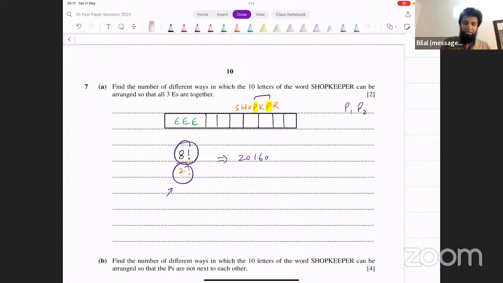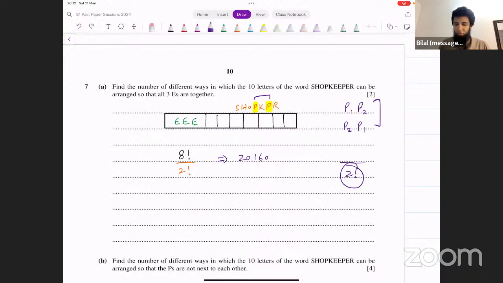8 factorial is considering these P's to be separate, to be different. But the P's are actually identical. 8 factorial is considering that P1, P2 is one arrangement and P2, P1 is another arrangement. But practically, they are actually supposed to be the same. To eliminate these cases, we divide by 2 factorial.